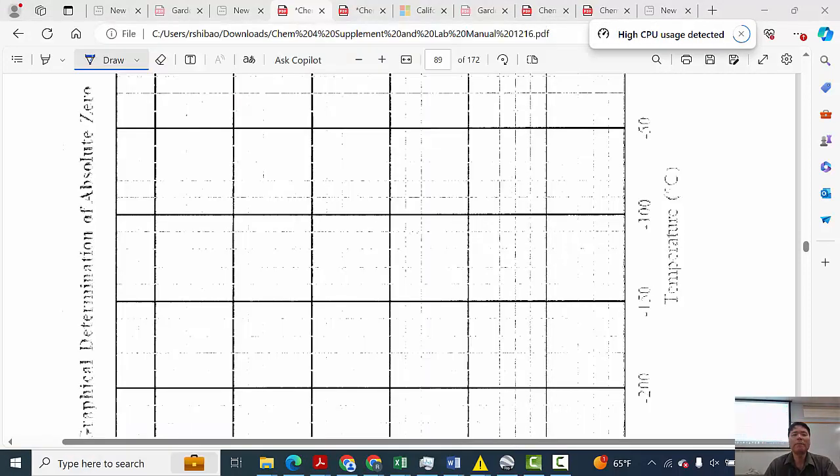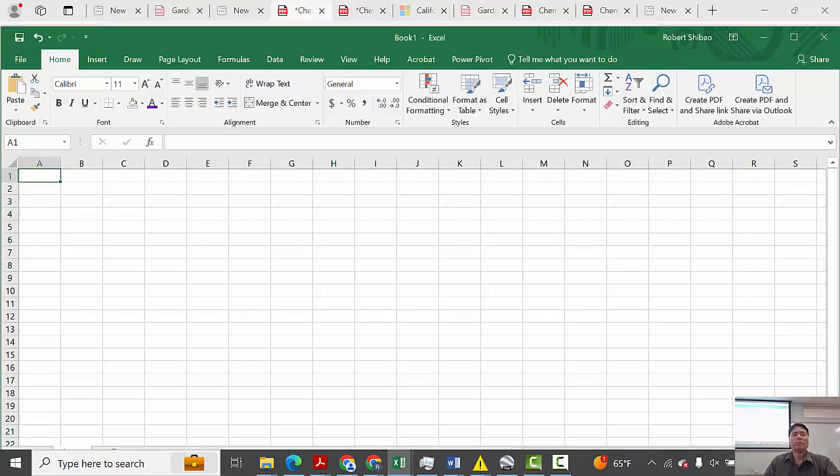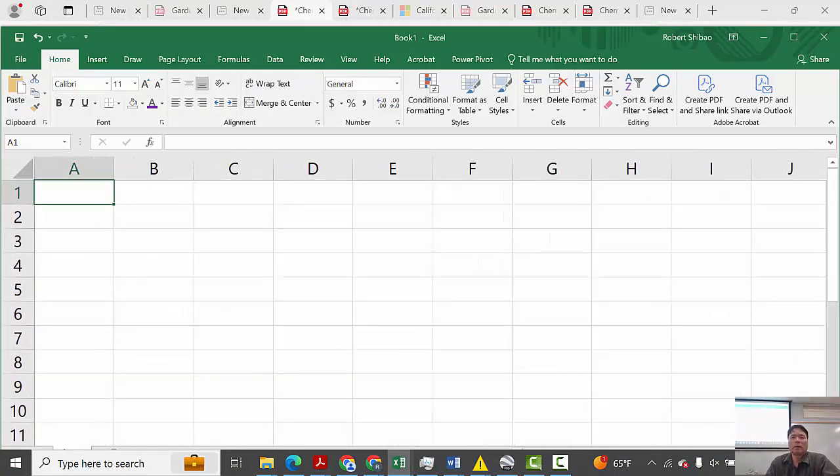How many people have never used Excel? Okay. Yeah, Google Sheets is fine. Everybody's used Google Sheets. This is pretty much the same thing. We have Excel here, so we're going to use Excel.